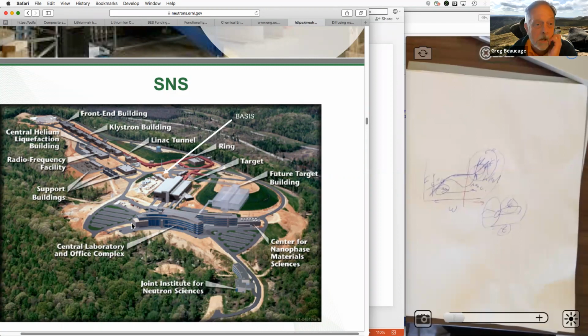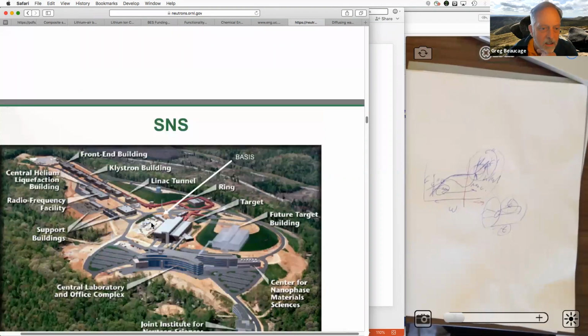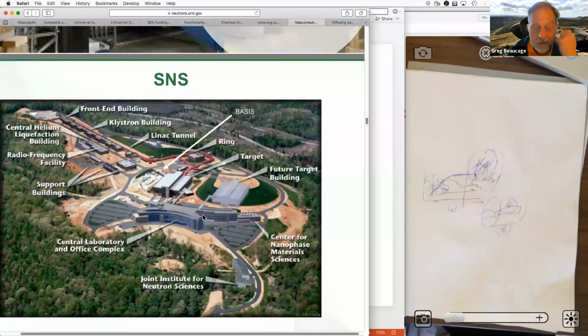So anyway, there are two facilities actually at Oak Ridge: a reactor that makes neutrons, and there's a spallation source. And then there's a reactor at NIST in Washington, D.C. And that's it for the US. There used to be a source at Argonne in Chicago and a source at Brookhaven in New York, near New York City. But they don't exist anymore.